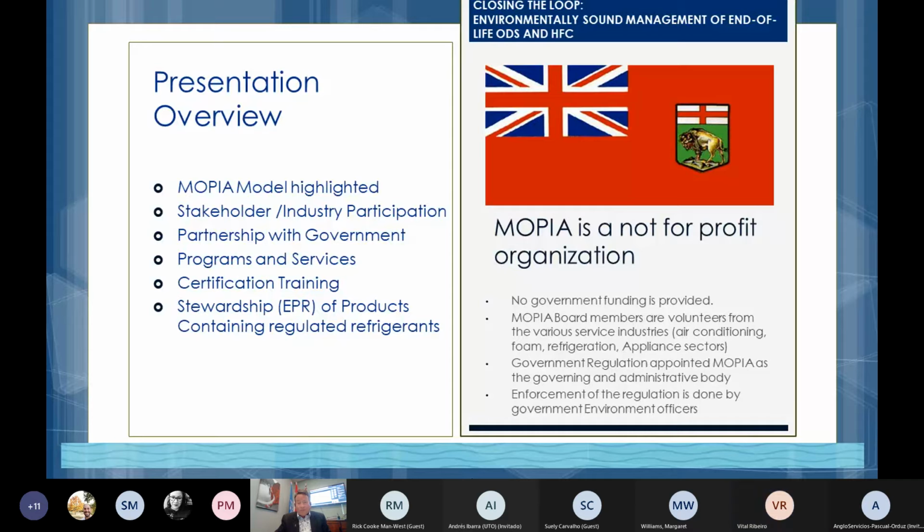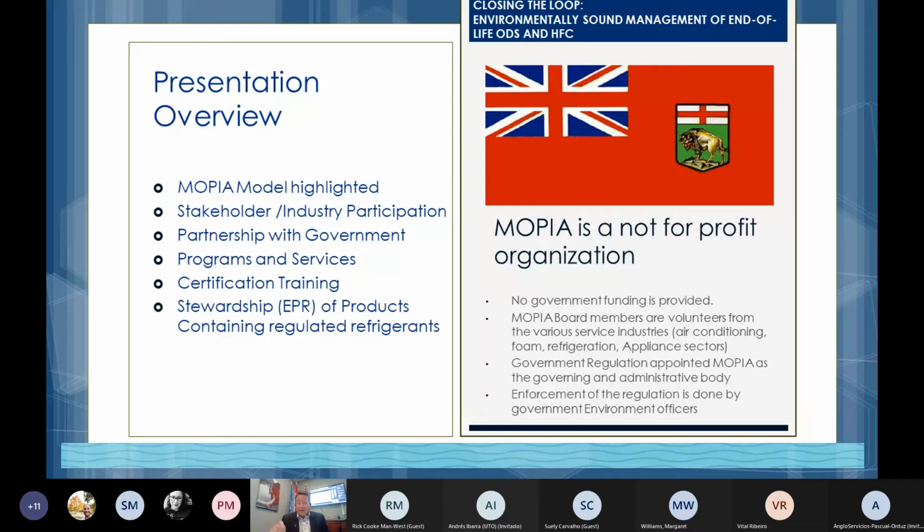I'll start with this. MOPIA is a not-for-profit organization. We are not government funded. We do not receive funds from our government. And so that is a unique characteristic that we would love to show developing nations, highly industrialized developing nations, that can work effectively to implement not only the ozone regime, but the climate change activities as well. We have a volunteer board of directors composed of people from the various industry sectors.